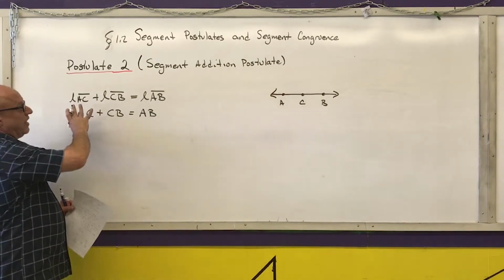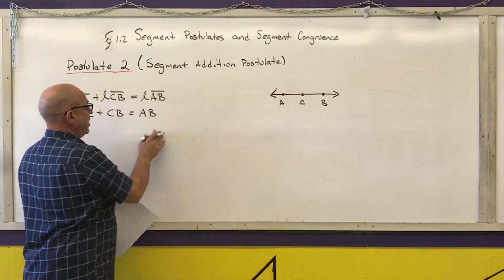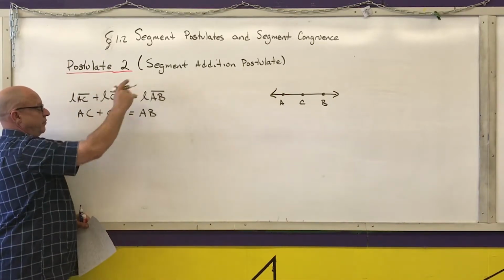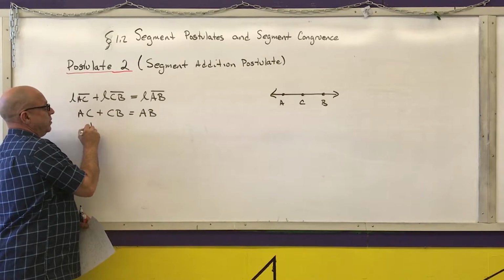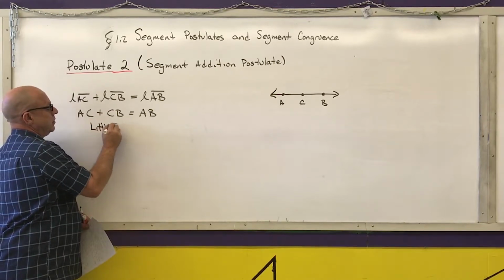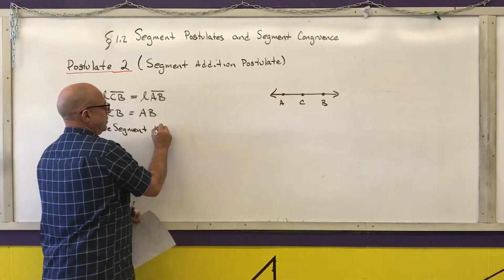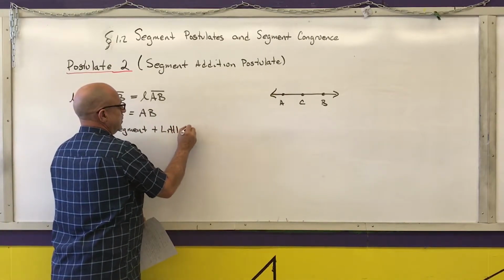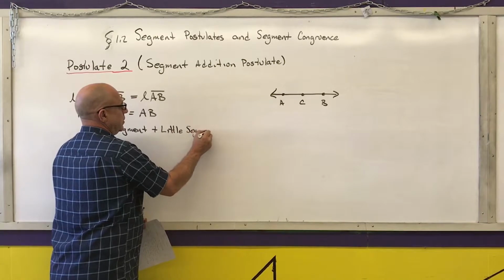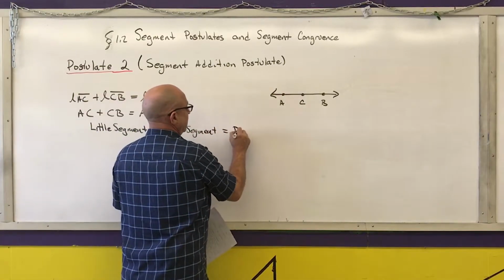Okay, that's the picture I'd like you to put in your book, and here are the words I want you to add to what's in the textbook. I want you to write little segment plus little segment equals big segment.